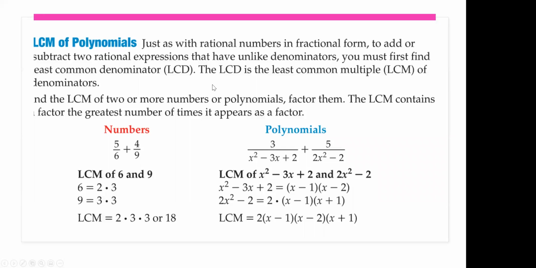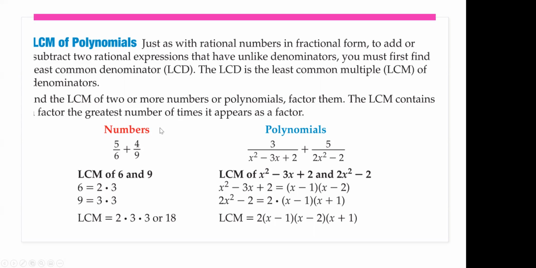So, least common multiple of polynomials. Just as with rational numbers in fractional form, to add or subtract two rational expressions that have unlike denominators, you must first find the least common denominator, okay? So the least common denominator is the least common multiple of the denominators, right? To find the least common multiple of two or more numbers or polynomials, you have to factor them, and the least common multiple contains each factor the greatest number of times it appears as a factor.